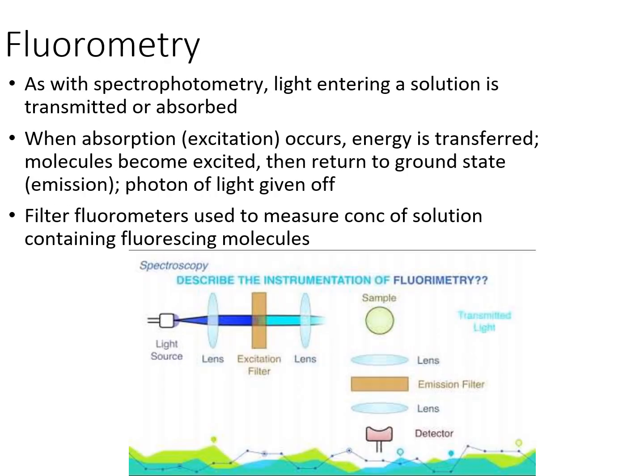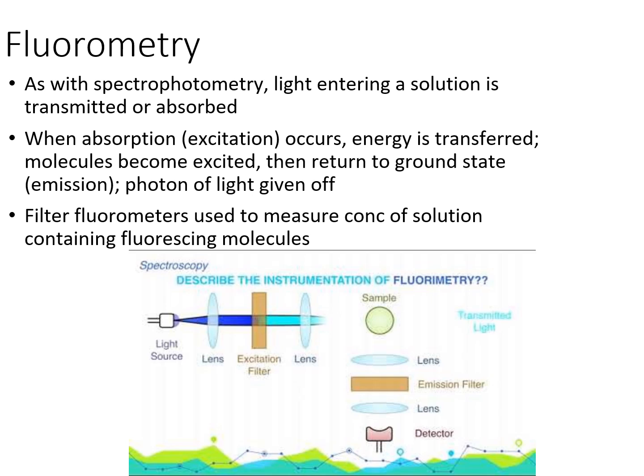Fluorometry. So just like with spectrophotometry, light can be transmitted or absorbed, but it does it by excitation and emission. So when a molecule absorbs or excites light, it gains energy and moves to an excited state. The molecule then returns to its ground state, releasing energy as a photon or light, and this is called the emission. For measurement, the fluorometers measure the intensity of emitted light.